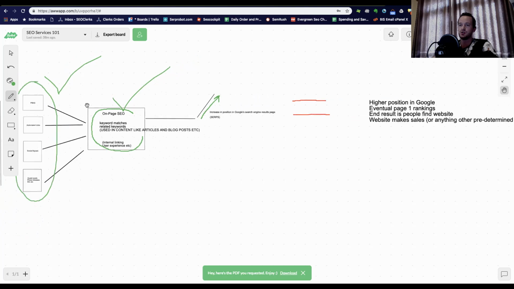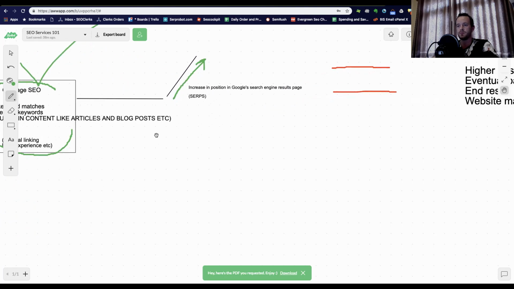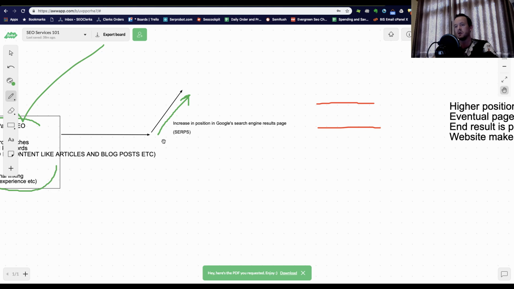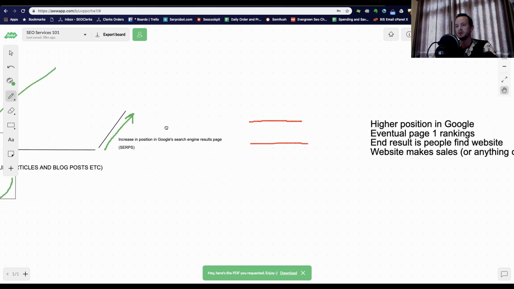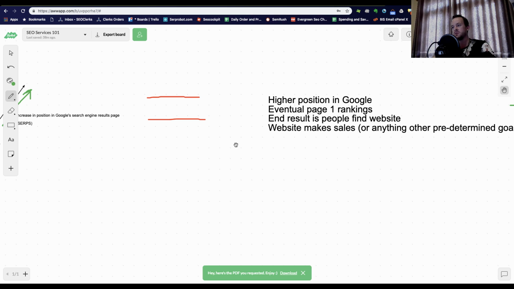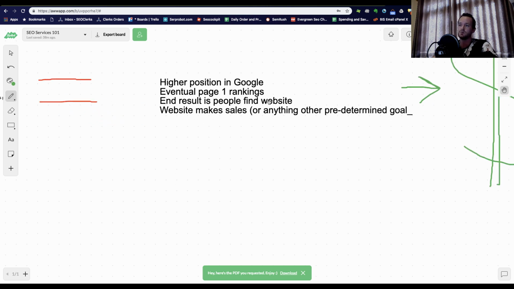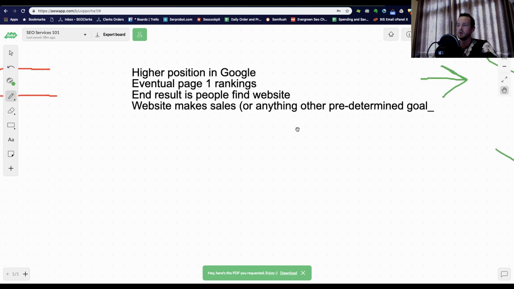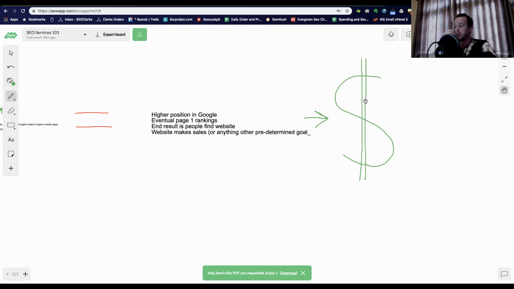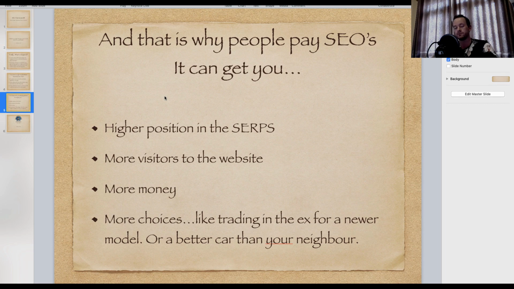And so assuming that you have all of this correct, this is when Google will say, yes, we're going to start pushing you up in the SERPs. And eventually, if they get to number 1, which is their goal, you get high positions in Google, eventual page 1 rankings, and the end result is people will find that website, and then the website starts making sales or achieving any other predetermined goal. And that is why you have a big dollar sign there. So hopefully that makes sense, and that is why people pay SEOs.